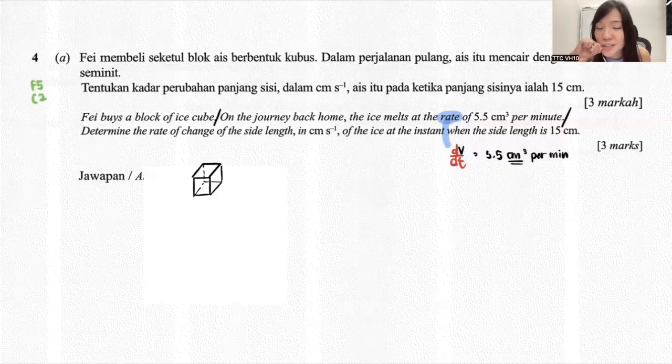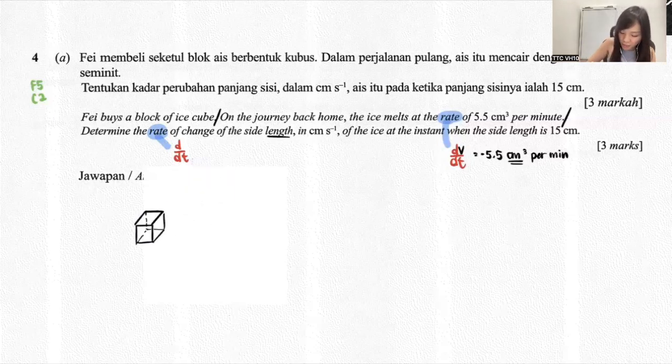You know what mistake students will still make? They say the ice melts. You melt, that means you become smaller and smaller. That means you're decreasing. Whenever you're decreasing, you're going to put a negative. So it's necessary to put the negative. No one will remind you, okay? Then they say, determine the rate. Rate again, guys. I repeat again, d something dt. So they're going to find the rate of change of the side length. The length never has any alphabet, but never mind. Let's call it L.